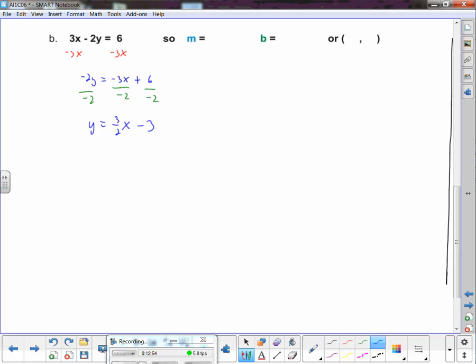Easy to read your m now? m is? b is? Negative 3. And again, if you were on coordinates, you would go 0, negative 3. So be aware, sometimes you got to put it in proper form. Once it's in this form, though, it's real easy to graph.